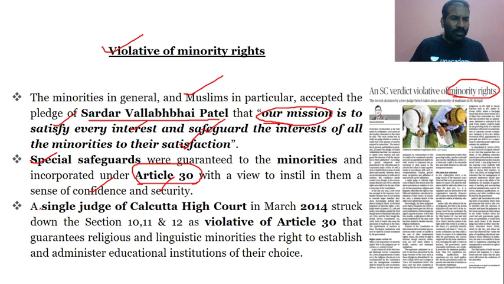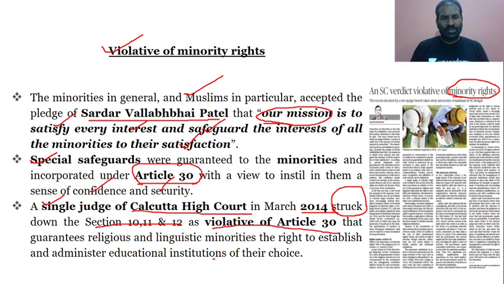Now we will look at a few other judgments which have been taken up based on Article 30, which were taking up cases in regard to minority rights. We will look at the judgment given by a single judge of the Calcutta High Court in the year 2014. In 2014, the Calcutta High Court struck down sections 10, 11 and 12 as violative of Article 30, which enshrines special safeguards to the minorities in the Constitution of India.